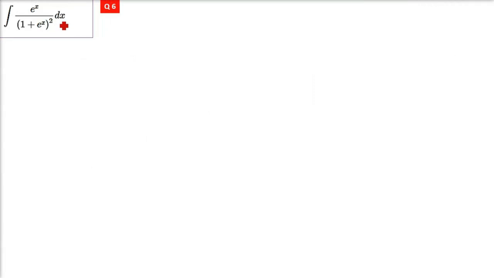Now this question, 1 plus e raised x seems to be a good candidate to be replaced or equated to t, and then we differentiate. There are different ways you can do it. You can put e raised x as t, or 1 plus e raised x as t. 1 plus e raised x will be better, because when you differentiate this, 1 is going to eliminate anyway.